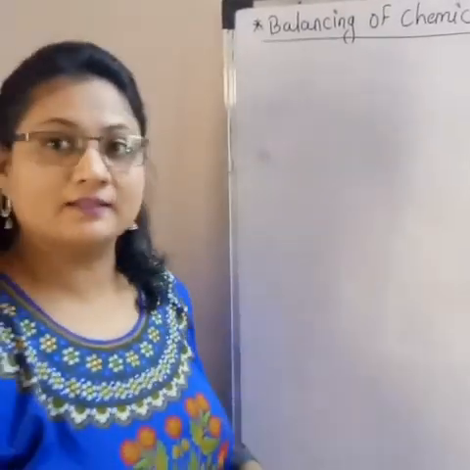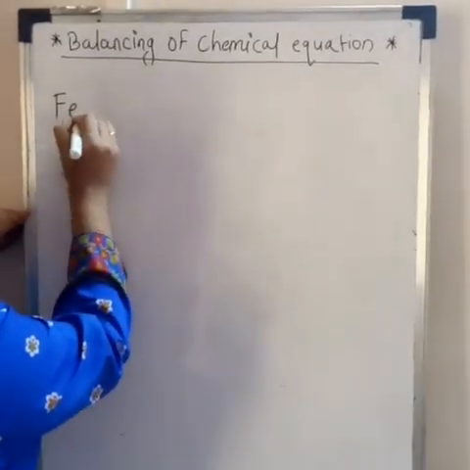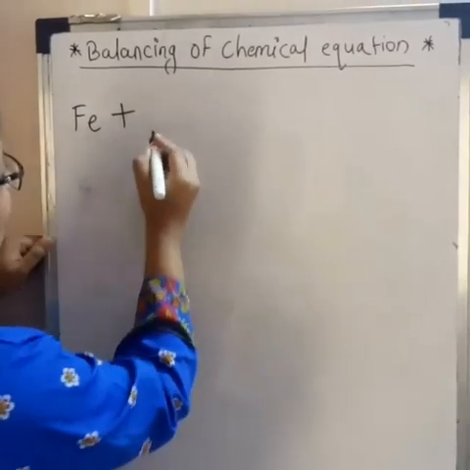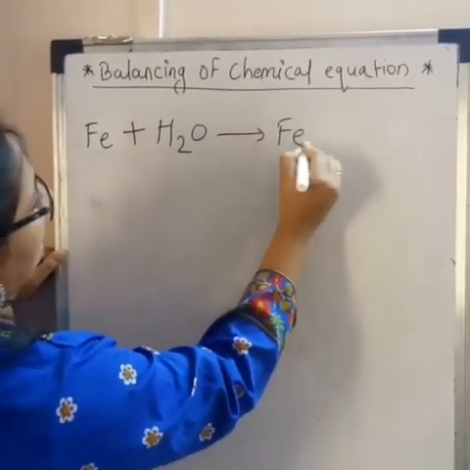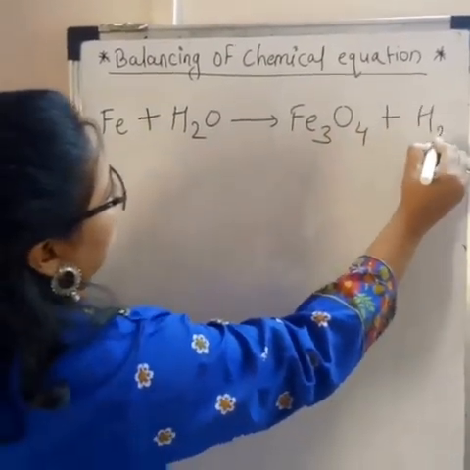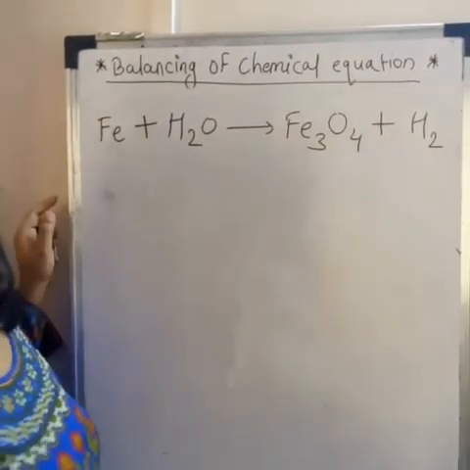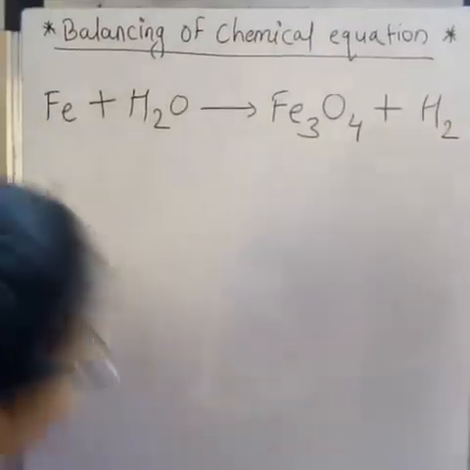Okay, so let us take another example, student. We'll take the example of iron reacting with water to give a compound Fe3O4 plus hydrogen gas, which evolves in the reaction. So see, this is the chemical equation.